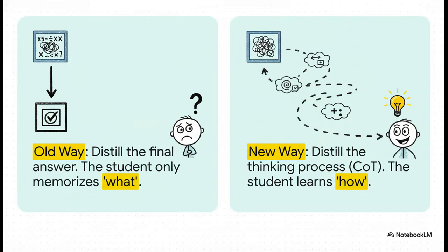Okay, now this next part is super important because this whole technique used to have a bit of a flaw. Historically, we could only teach the student the final answer. The professor would just say, the answer is 4, and the student would just memorize the what. But a recent breakthrough called chain of thought distillation changed everything. Now, as you can see on the right, we can distill the professor's entire thinking process. The student doesn't just learn the answer, it learns the how, the step-by-step logic, and that is what makes these small models so surprisingly powerful.